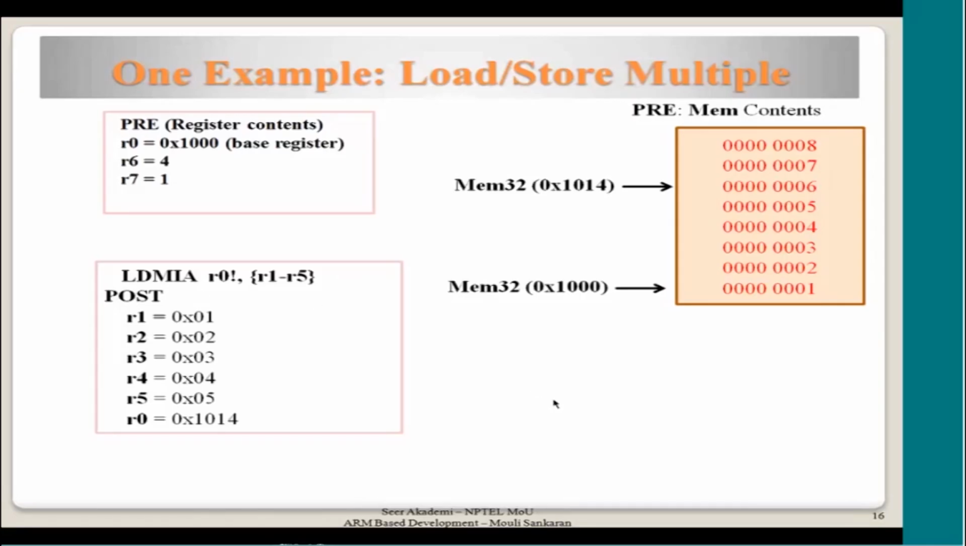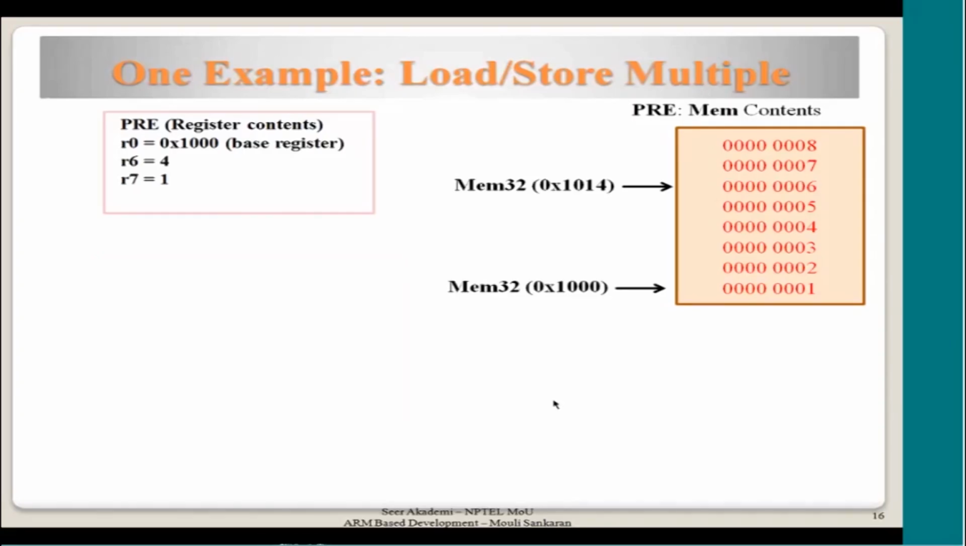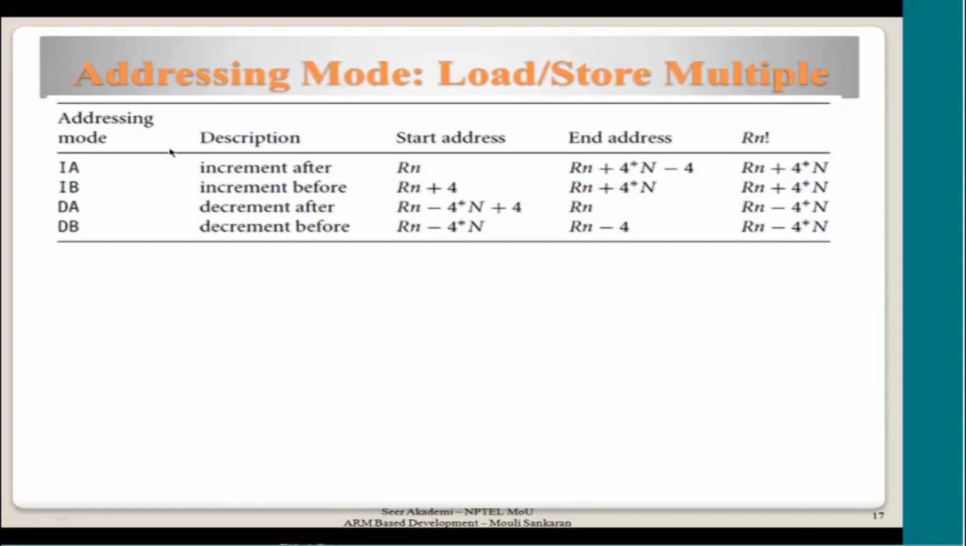So I hope this example is clear to you. With this, let us go and see in what all different ways the base register can be modified. The base register can be incremented, before or after. The example we saw was increment after.